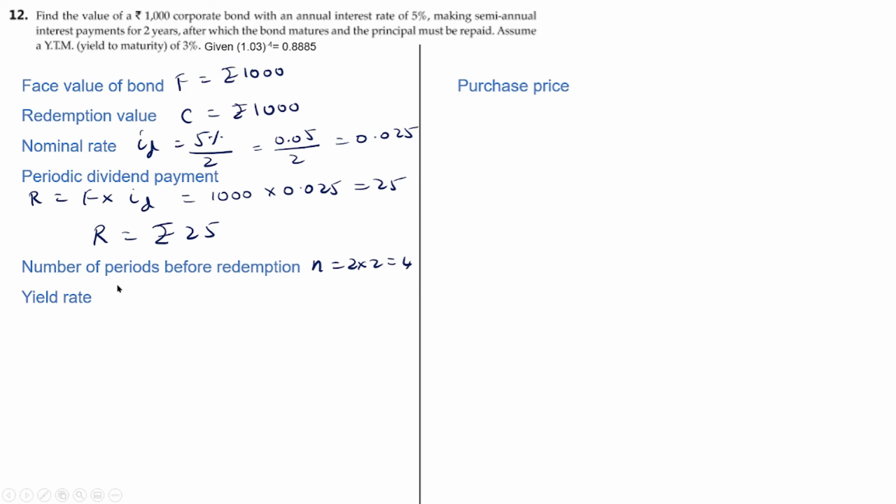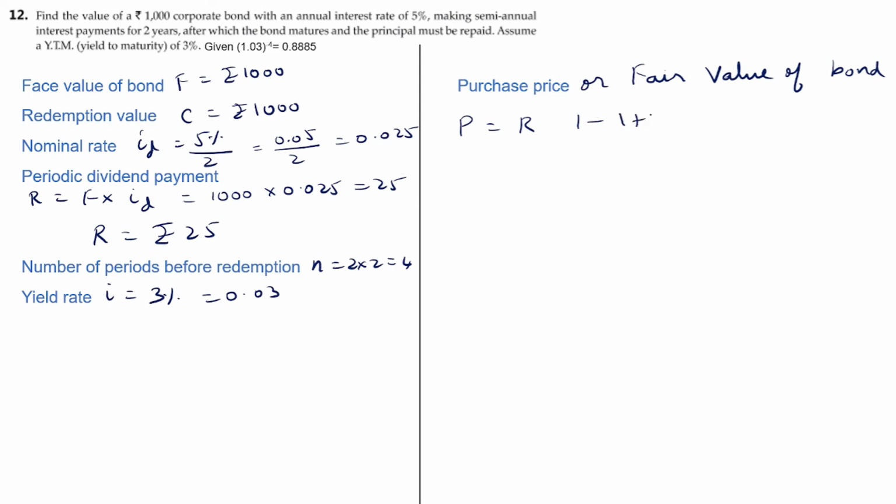And next we have the yield rate. Here they have given yield to maturity is 3%. So they have given the yield rate directly. So we have I is 3% or 0.03. Now we have to find the value of this bond. So we can use the formula purchase price or fair value of bond, P is equal to R into (1 minus (1 plus I) the whole raised to minus n) upon I, plus C into (1 plus I) the whole raised to minus n.